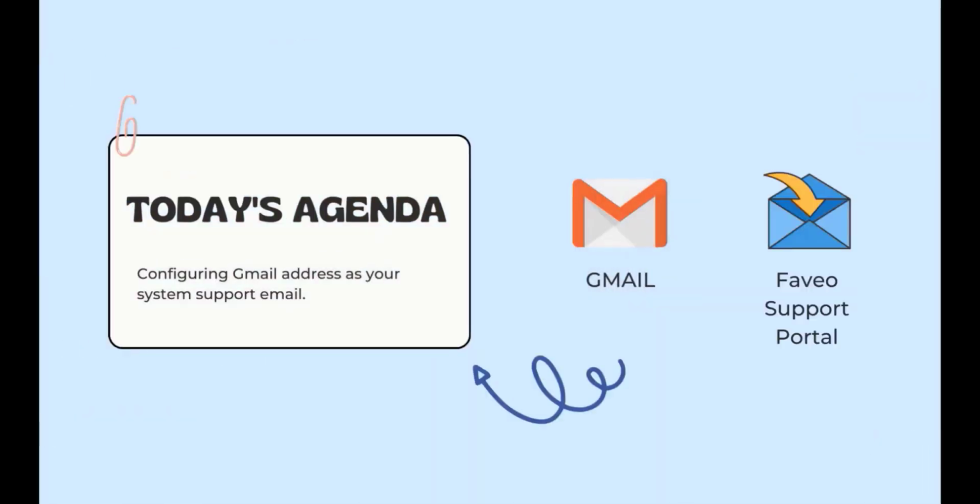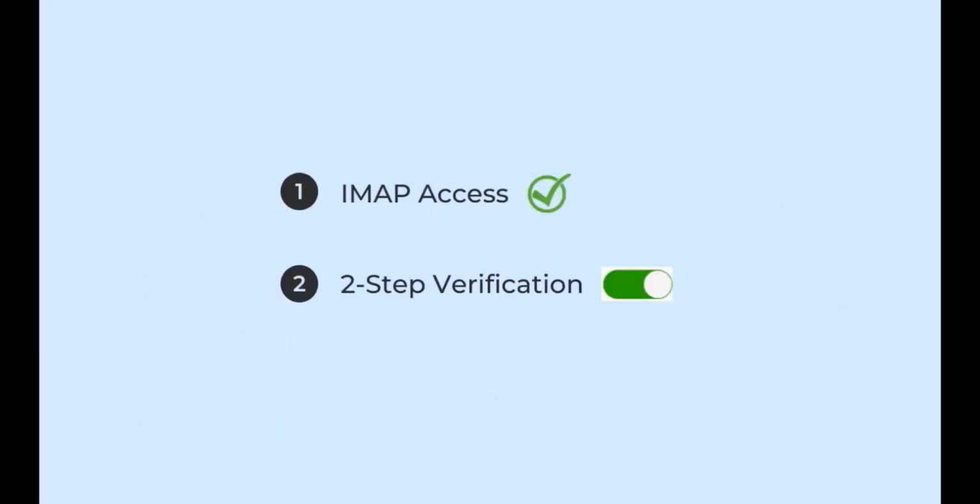For today's session, we will see how to configure our email from Gmail with the Faveo portal. And once the configuration is done, we will start receiving our emails as tickets on Faveo. So to configure our email, our IMAP should be enabled and two-step Google verification should be turned on. Firstly, we will see how to enable our IMAP access.